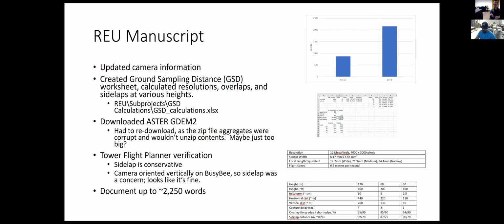So Tower is conservative in its estimate. That means I'm getting at least that much overlap when I do it. So that was a bit of a relief for me. That means that we're not going to be dipping down into very, very low rates.